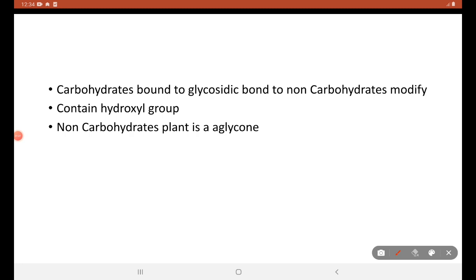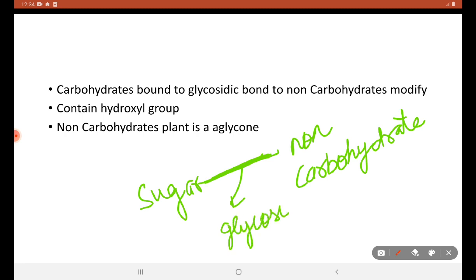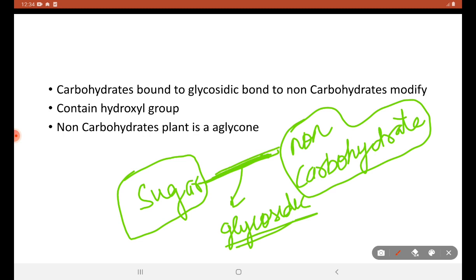First up, we are going to see what glycosides are. A glycoside is a molecule in which a carbohydrate or a sugar compound is attached to a non-carbohydrate moiety with the help of a glycosidic bond. Sugar being attached to a non-carbohydrate moiety with the help of a glycosidic bond.